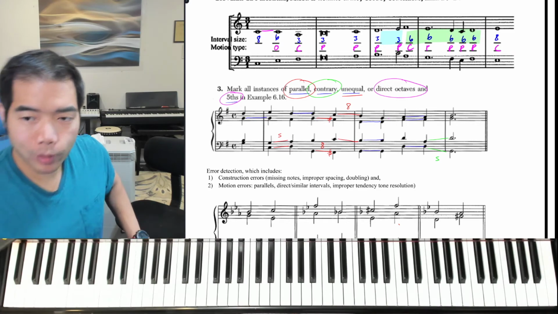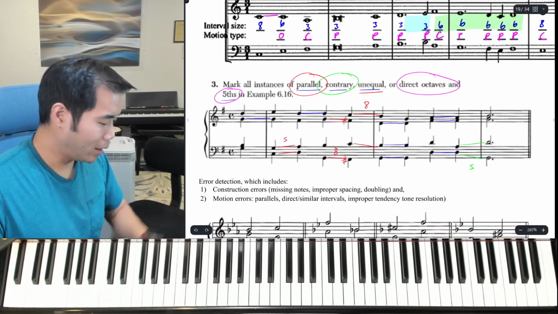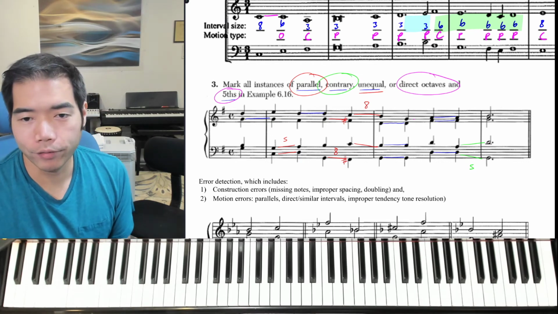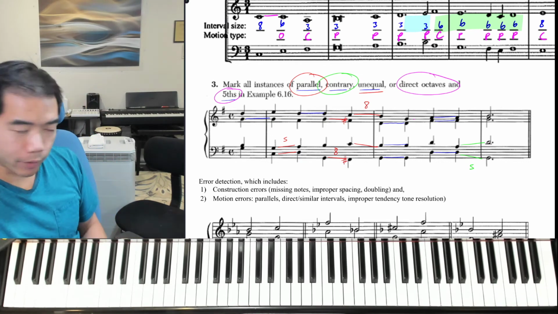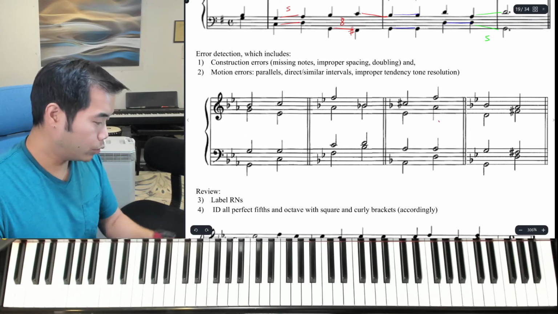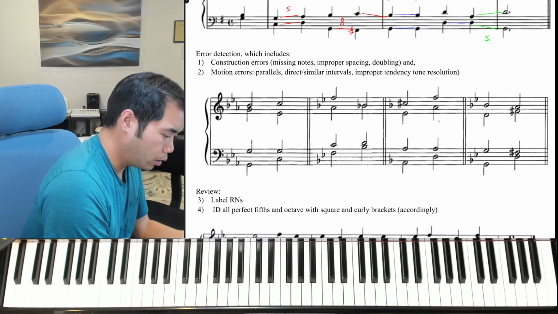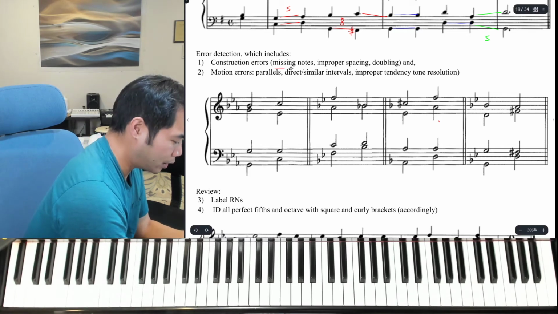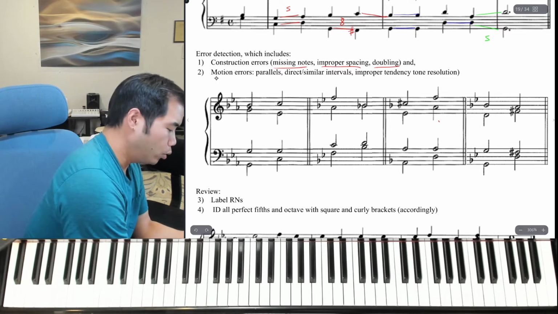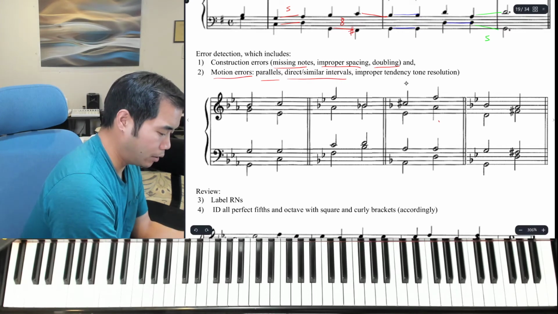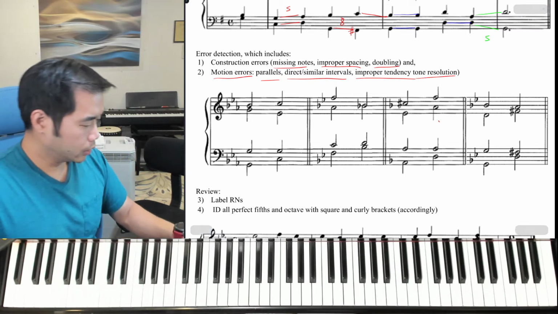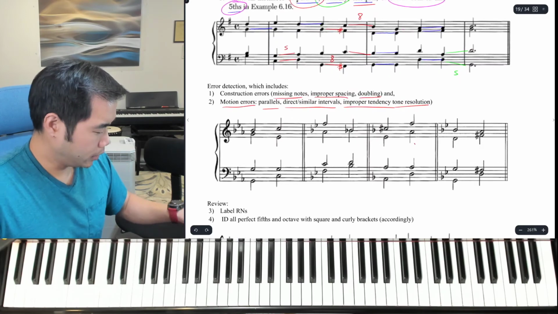So I know I moved kind of quickly there. If you need to watch that video in slow motion, you can. But that is a breakdown of an analysis of that example. And let's very quickly look at this next one here, which is error detection, which includes construction rules or errors. So we're looking to see if there's missing notes, improper spacing or improper doubling, and then our motion errors: parallels, direct, improper tendency tone resolution. So let's take a look at this here.